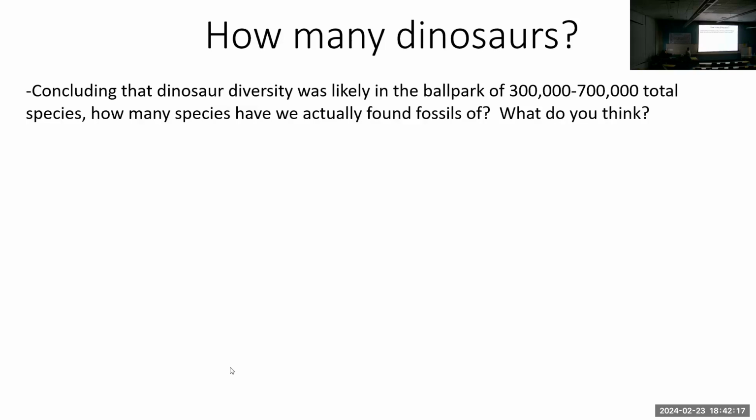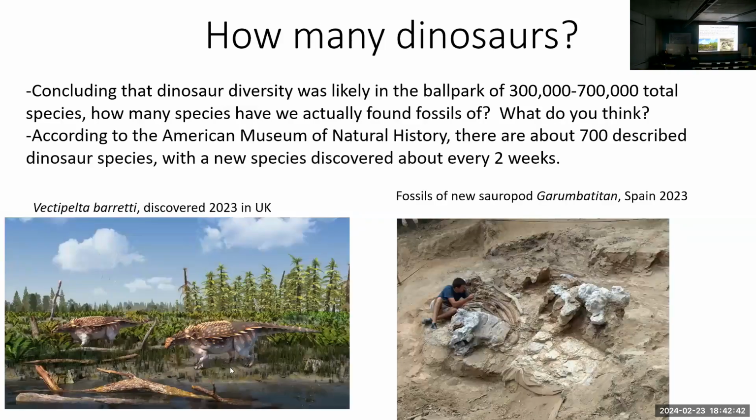So if we take for granted now that dinosaur diversity is likely in the ballpark of 300,000 to 700,000 total species, how many species do you think we have found? Anyone want to make a guess? 890. Okay, very precise. 895. A dollar, anybody? Okay, you want to go on? So I was pretty close.